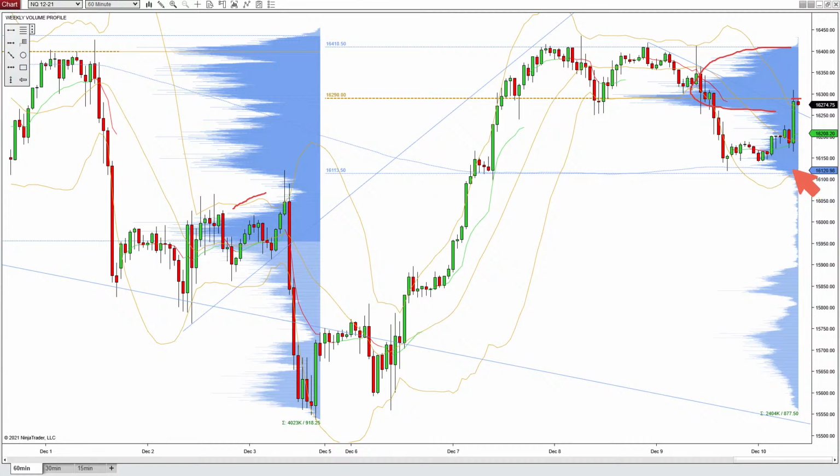One area would be the backside of this band here, back down at 16,120. I would suspect that would be support. There's a massive LVN here. You can see it, no volume going on down here. This is going to act as pretty good support.